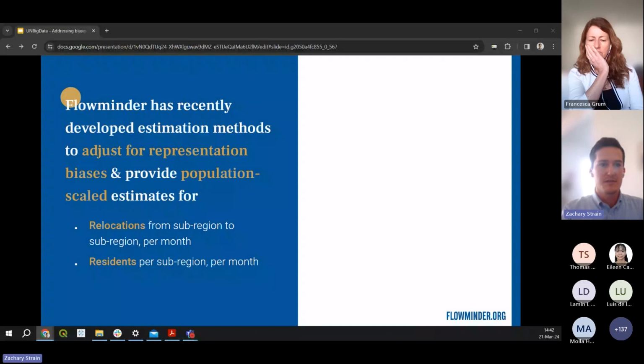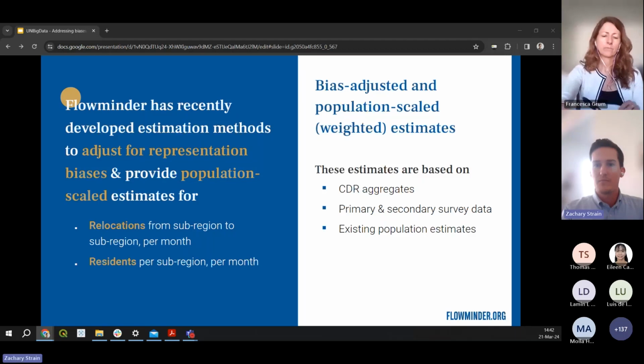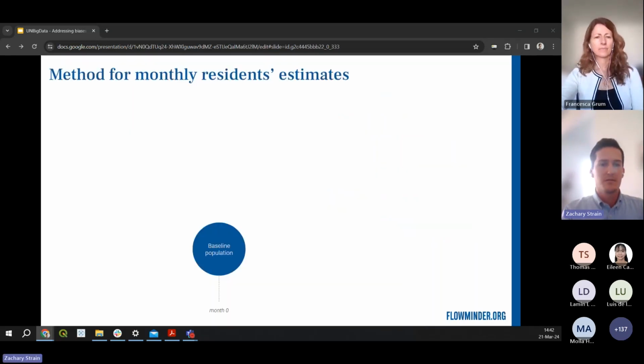So Flowminder has recently developed estimation methods to adjust for these representation biases and provide population scaled estimates for relocations from subregion to subregion per month, as well as estimated residents per subregion per month. We call these bias adjusted and population scaled estimates, or weighted estimates. And they rely on the CDR aggregates, of course, primary and secondary survey data, and existing population estimates.